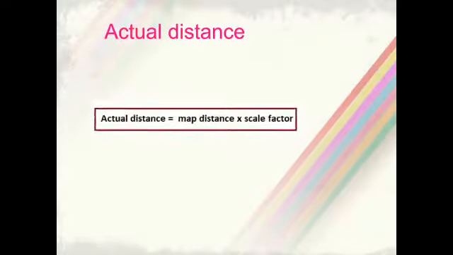Okay, so we found how to calculate the map distance. The formula is actual distance divided by scale factor. We convert the unit if it is necessary. Otherwise, you can do it directly. Now, for the actual distance, we have to use the formula map distance multiplied by scale factor. Here also you have to convert the unit if it is not the same, centimeter and kilometer. Convert it and then do the calculations.